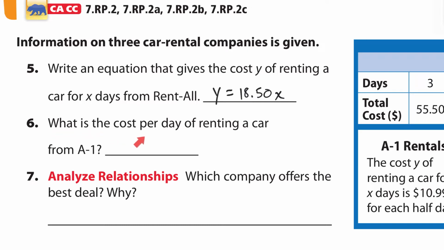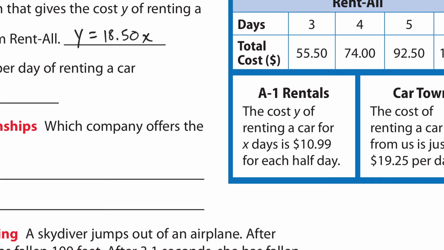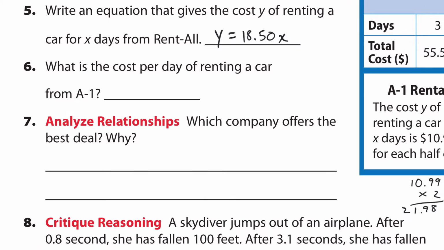Next, what is the cost per day of renting a car from A1? Well, let's look. A1: the cost y of renting a car for x days is $10.99 for each half day. So if that's for a half day, we need to double that. 10.99 times 2 is $21.98. So the cost per day is $21.98.